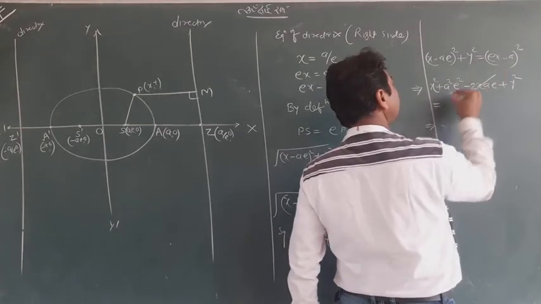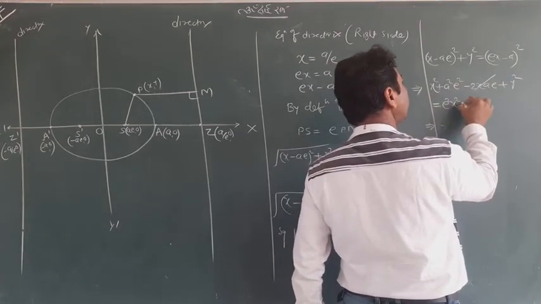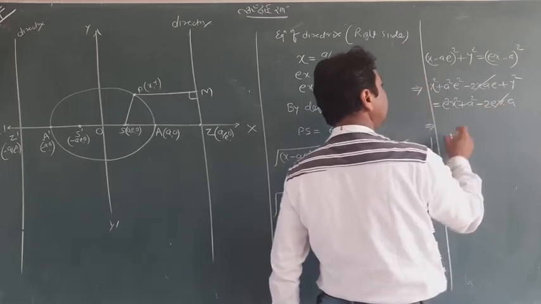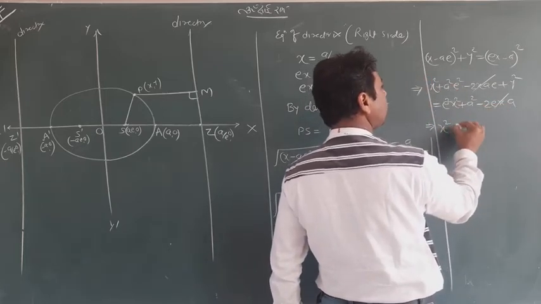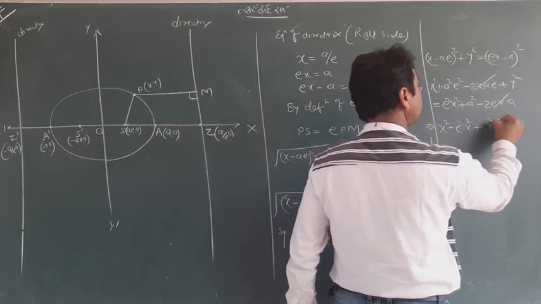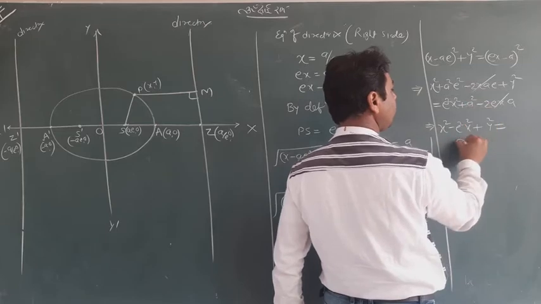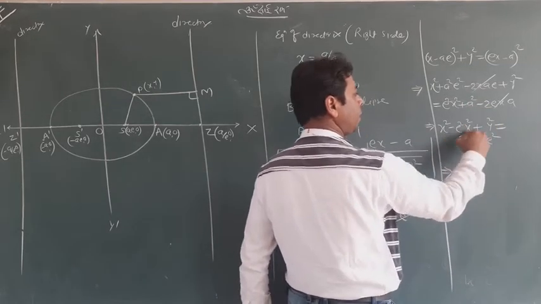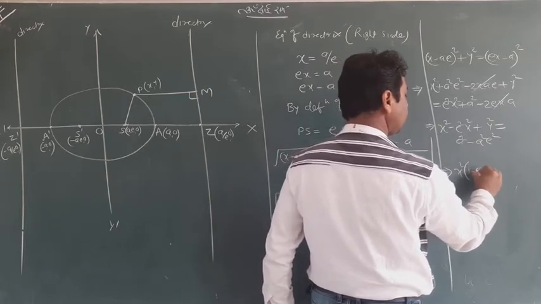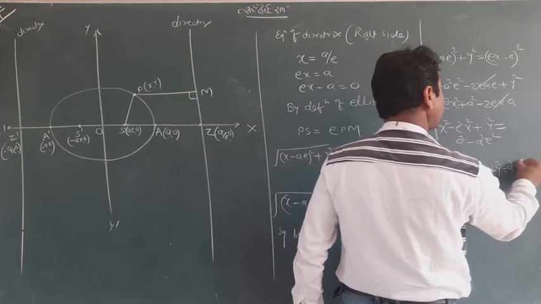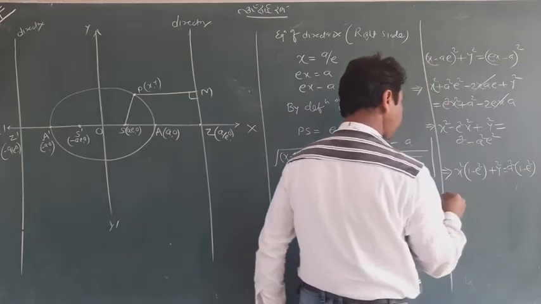Equal to that, I will write a square, x square plus a square minus 2exa. Now it cancels. Now remaining here, x square minus e square x square plus y square equal to a square minus a square e square. Then after, I will take out x square common: 1 minus e square plus y square equal to a square common, 1 minus e square.